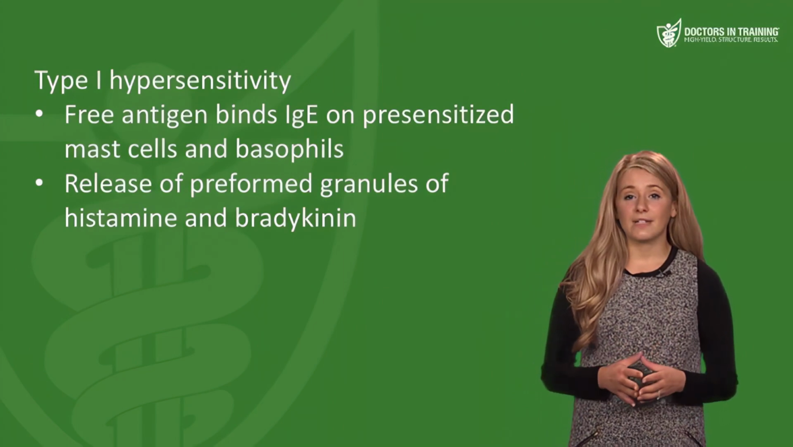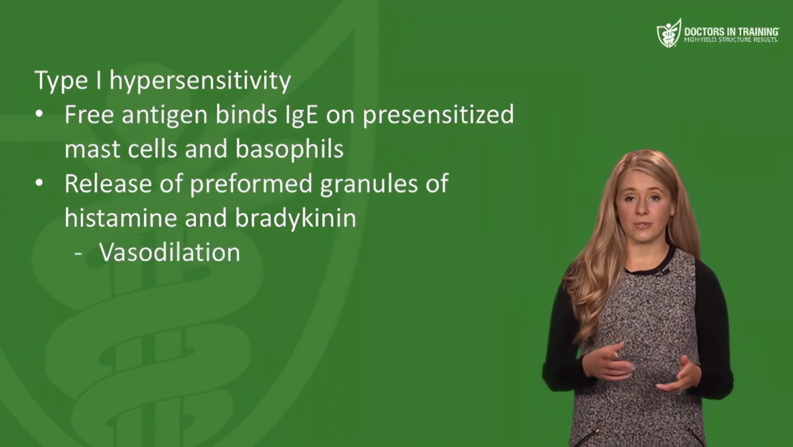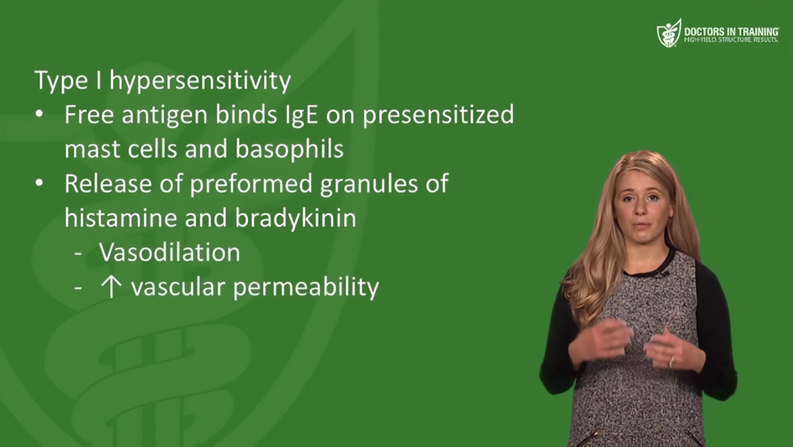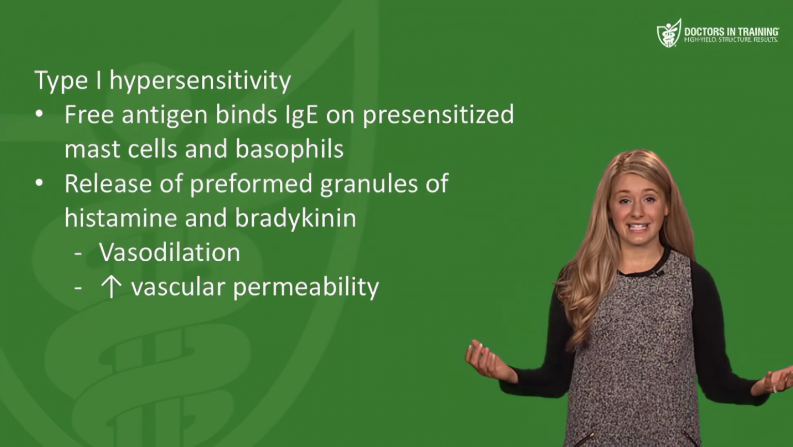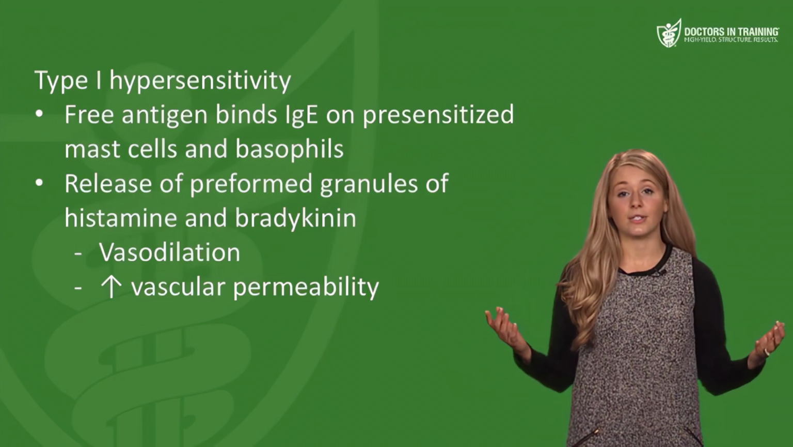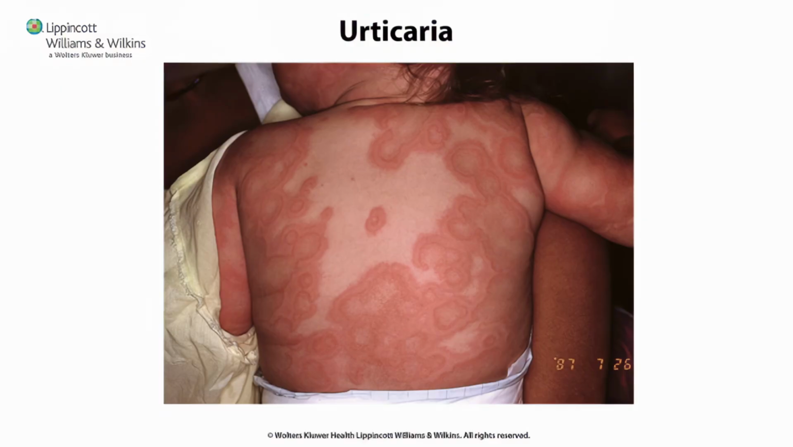These are vasoactive amines, so they cause vasodilation and increased vascular permeability, which allows fluid to leave the vessels and to get into the tissue, which then leads to local edema. This is called a wheal and flare reaction, or urticaria, which is commonly called hives. And because these vasoactive amines are preformed, this reaction can occur very, very rapidly.